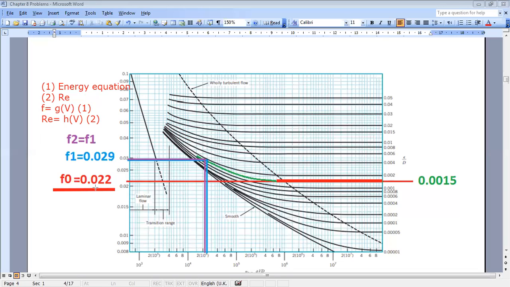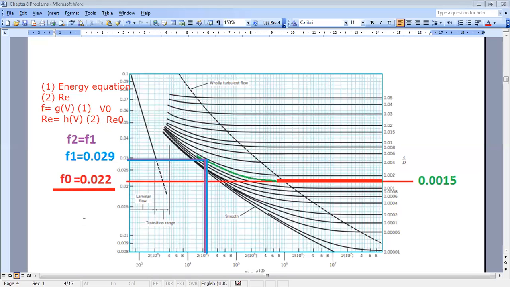Of course, this might not be the accurate value, but how do you know if it's accurate or not? By iteration. What I mean by iteration: now once you have F, you go to equation 1. Since F is function of V, if you replace F0 by its value in equation 1, you get the velocity. So now, when I replace here, I can get V0, which corresponds to F0. And then when I replace V by its value in the Reynolds equation, I can get Reynolds number 0.